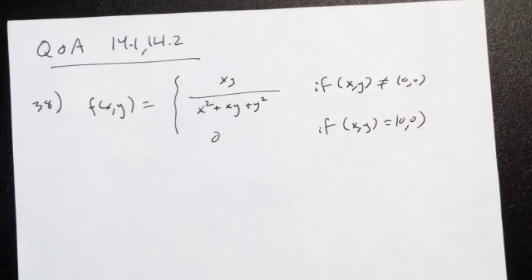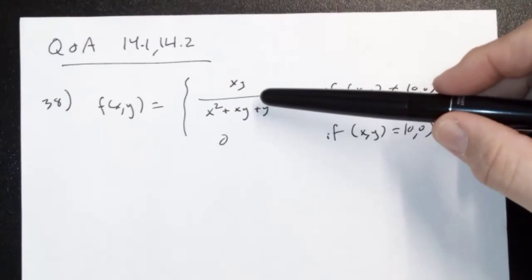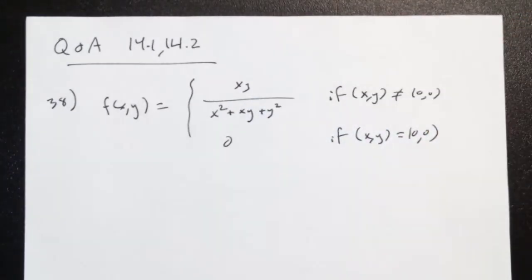So if I think about this as a rational function, that should work everywhere it's defined. The only place that's undefined is where the denominator is 0. But x squared plus y squared is always bigger than 0, and I can't get xy equals x squared plus y squared. That's not going to work. So the bottom's okay.